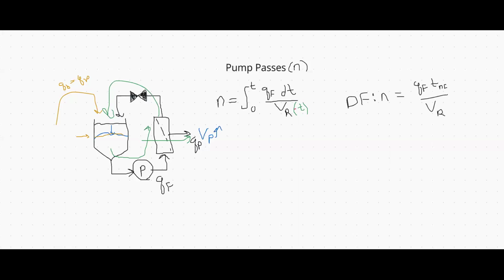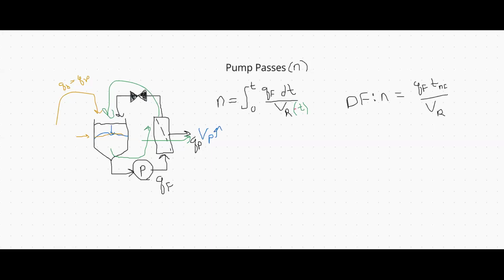This makes sense. You can think of it like if you had 10 liters as your VR, 10 liters in your retentate, and your pump feed rate is 1 liter per minute, and you pump for 10 minutes, you've pumped a total of 10 liters, which is how much you have in your retentate tank. So all of that volume has passed through the pump one time, hence one pump pass. But it gets a little trickier during the concentration steps.